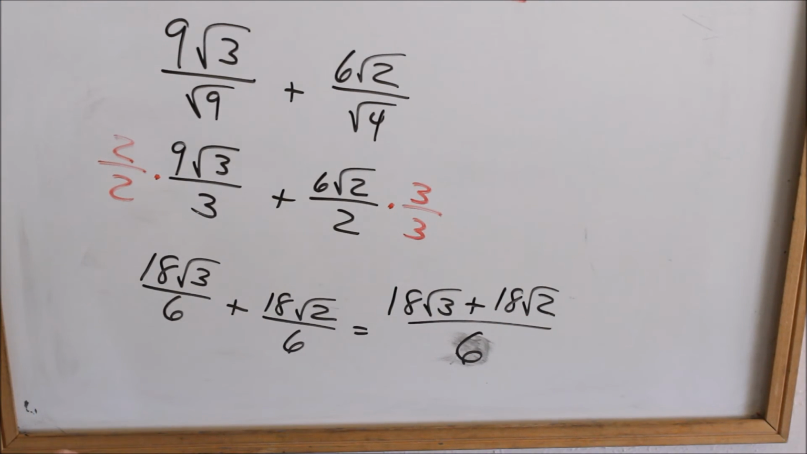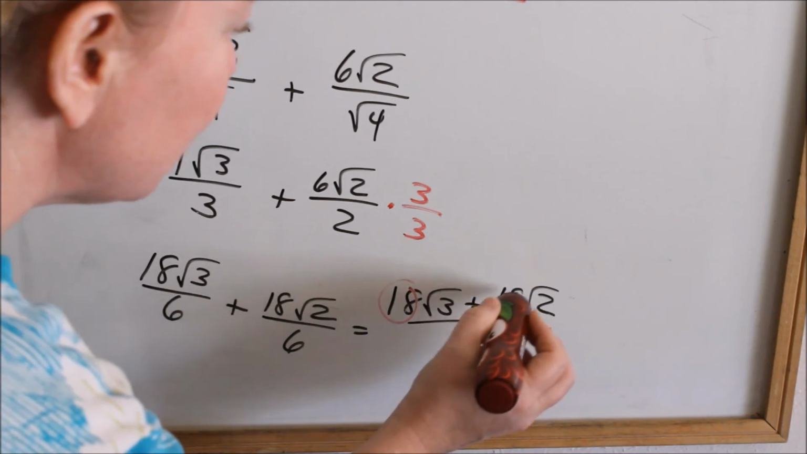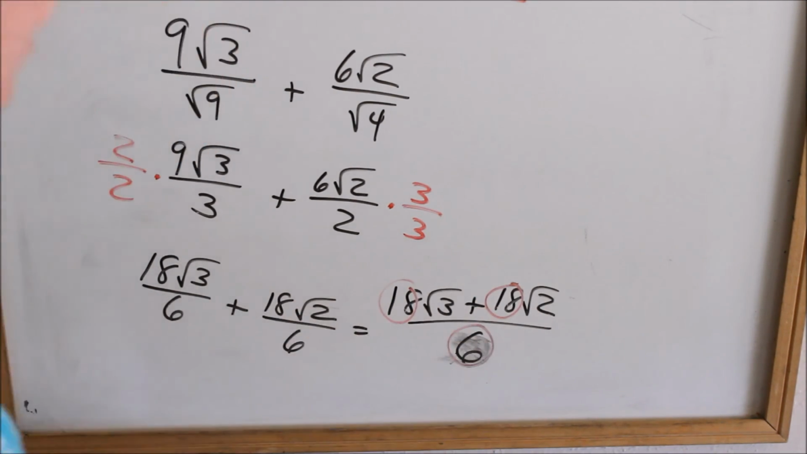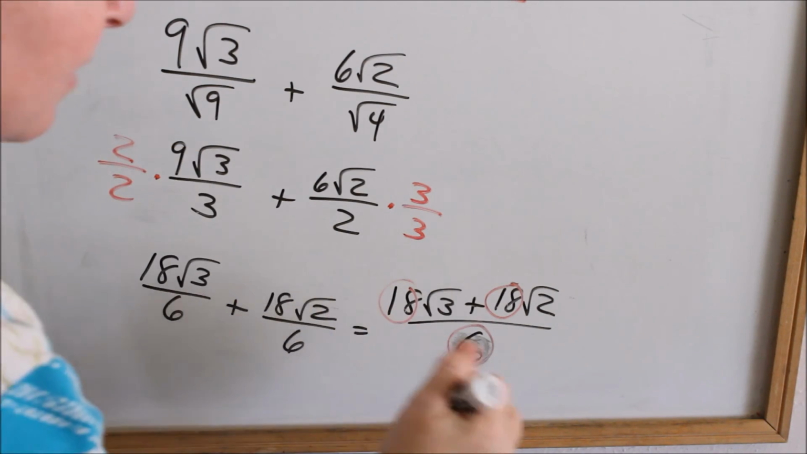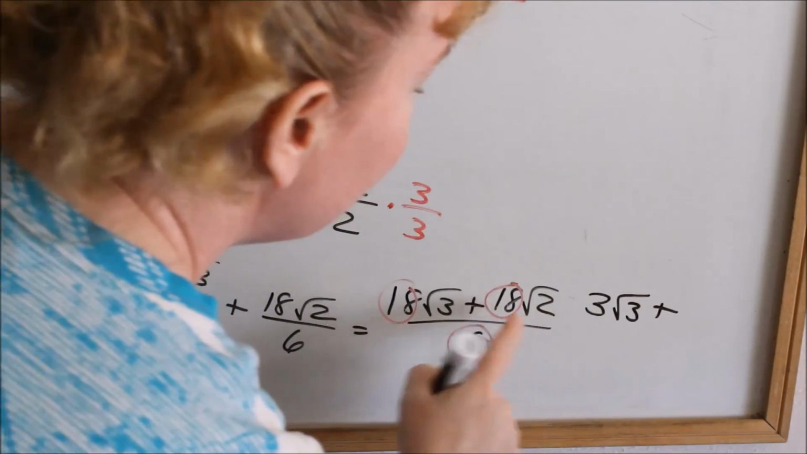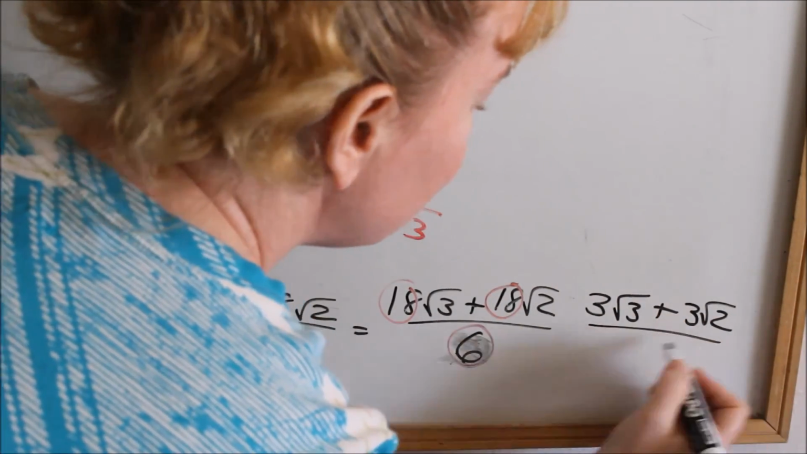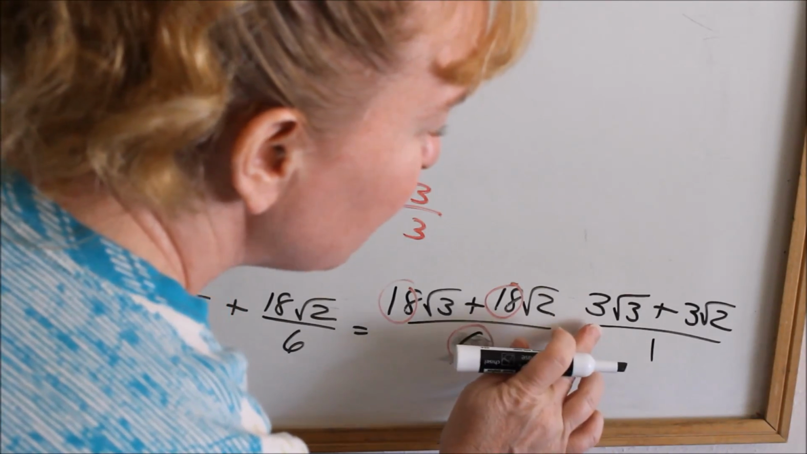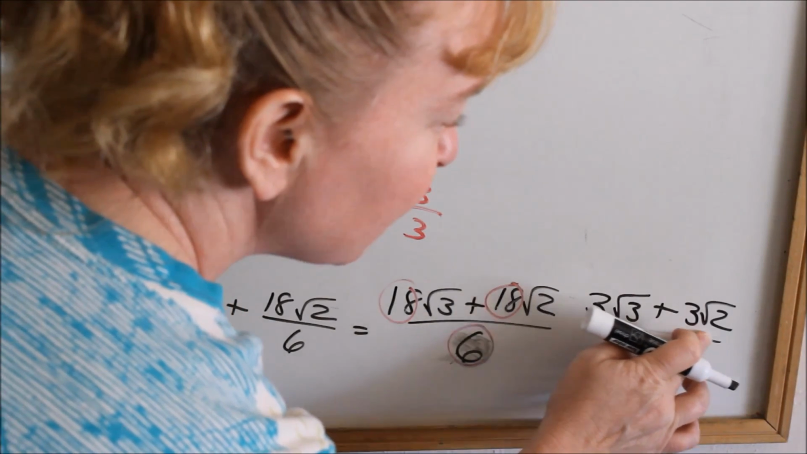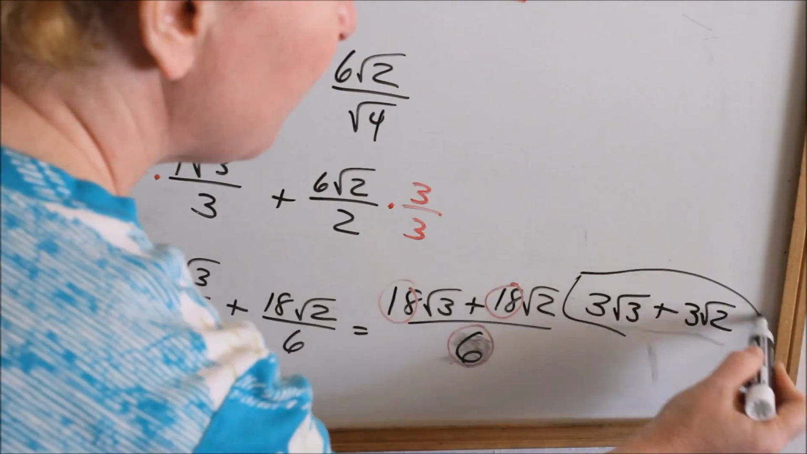Now I look to see, can I reduce my whole numbers? 18, 18, and 6 can all be reduced by 6. If I can reduce all 3 of them, then I can reduce it. So I'm going to reduce each one of those by 6. 6 goes into 18 3 times, so that'd be 3 square root of 3. Reducing this by 6 would be 3. And then reducing the denominator by 6 would be 1, but you don't have to write that. You can just write it as 3 square root of 3 plus 3 square root of 2. And that would be your final answer.